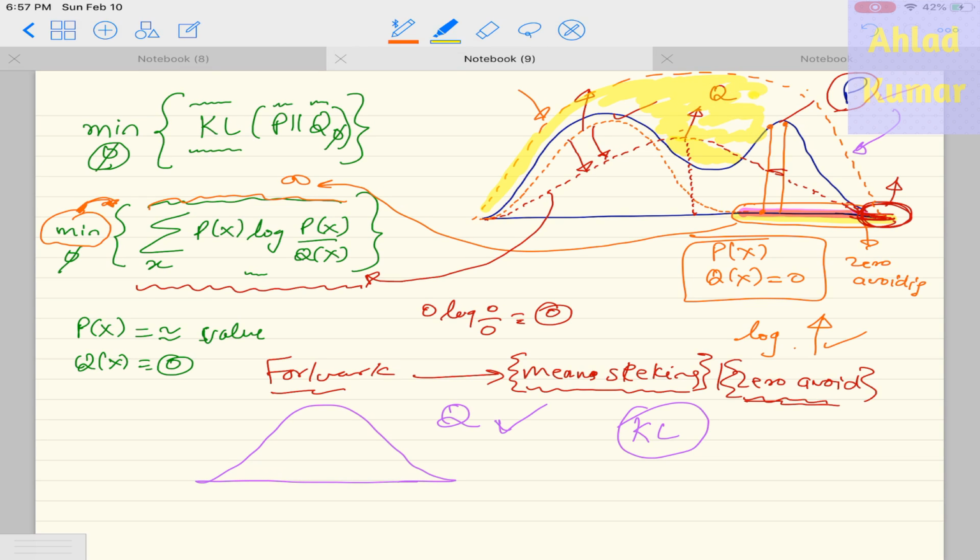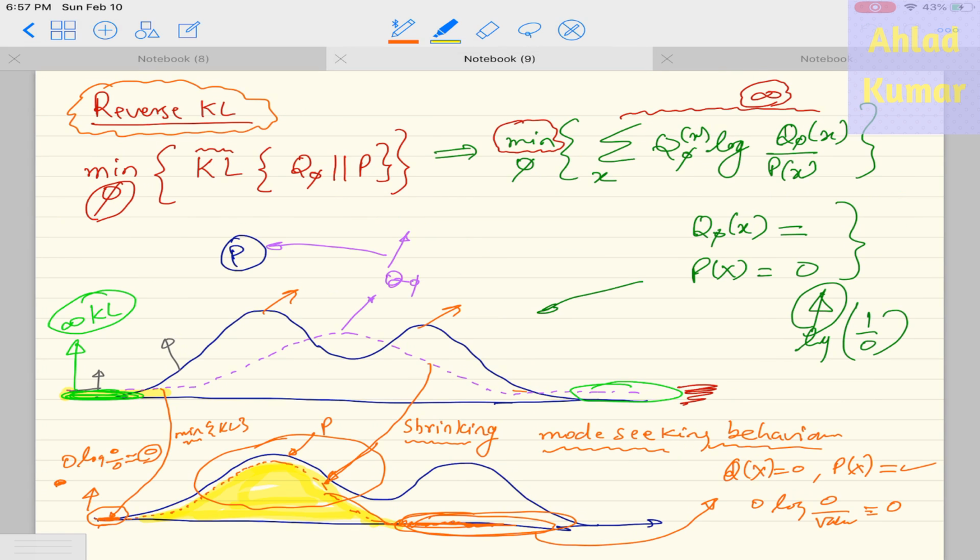So considering this, underestimation is much better as compared to overestimation. Hence we use reverse KL in variational autoencoders. Now what we will discuss next is what inherent problem is there in KL divergence, in both the forward as well as the reverse situation. Let's discuss that inherent problem and its possible solution.